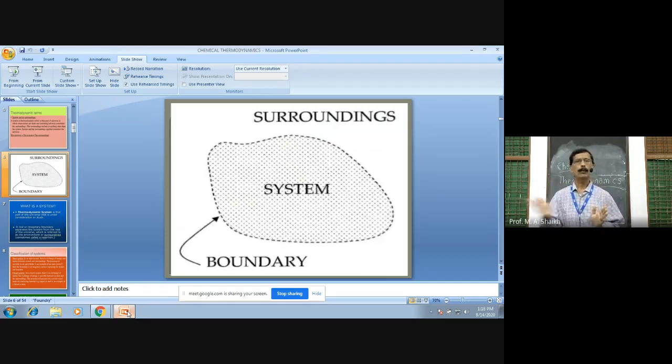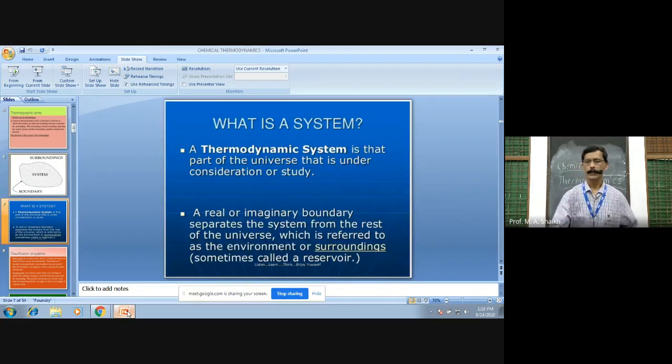सिस्टम और सराउंडिंग को सेपरेट करने वाली, अलग करने वाली जो वॉल होती है वो वॉल है बाउंड्री. Once again, listen. The real or imaginary wall that separates the system from its surroundings is called the boundary. Okay, now we'll shift to the next slide.